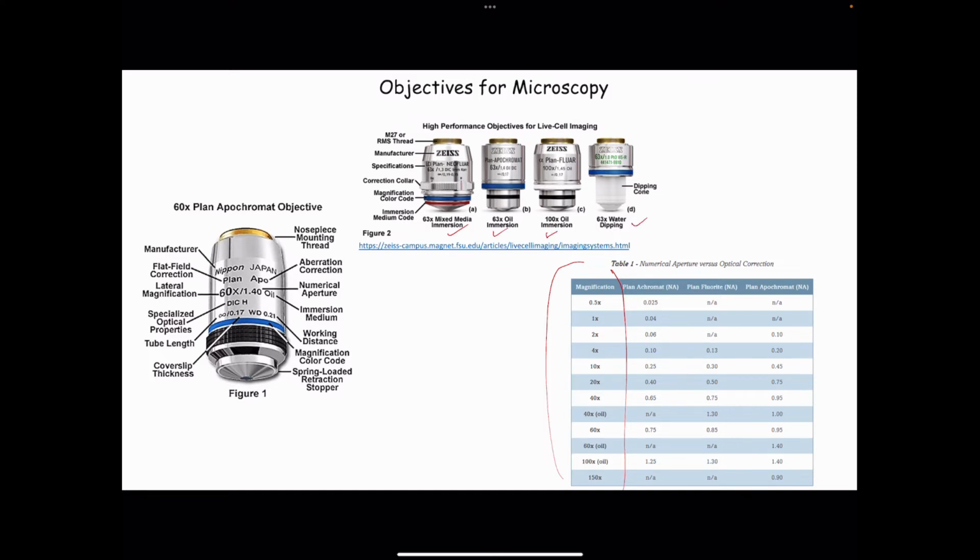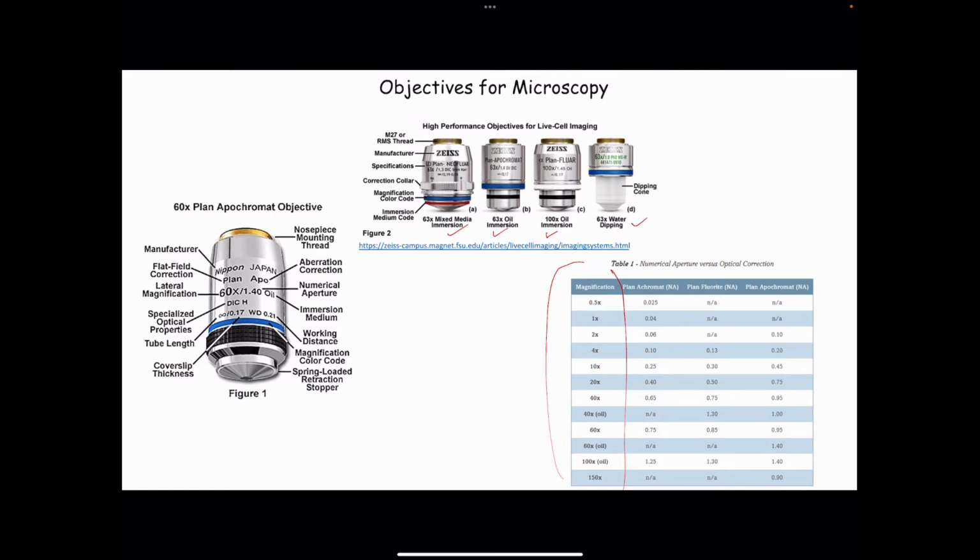I'm going to eventually explain all of these objectives in detail to you, where I will be telling you how to use these objectives, how to clean them when you are done using them, what different factors need to be taken into account when different immersion media are used, which one is beneficial, and all those things.